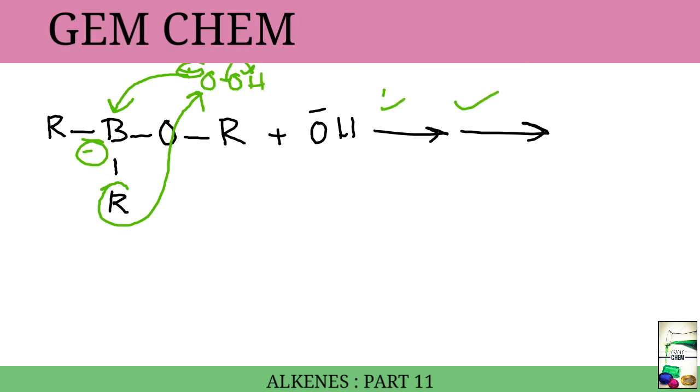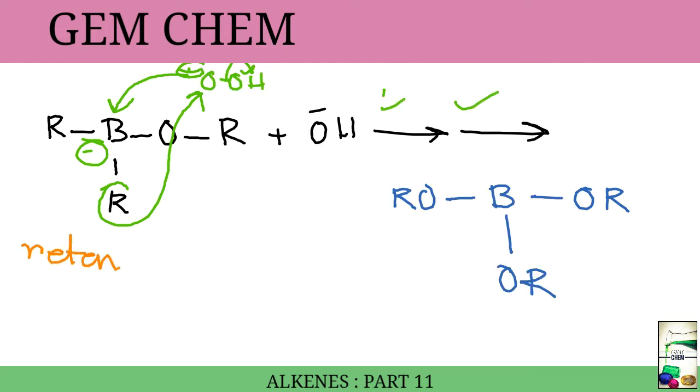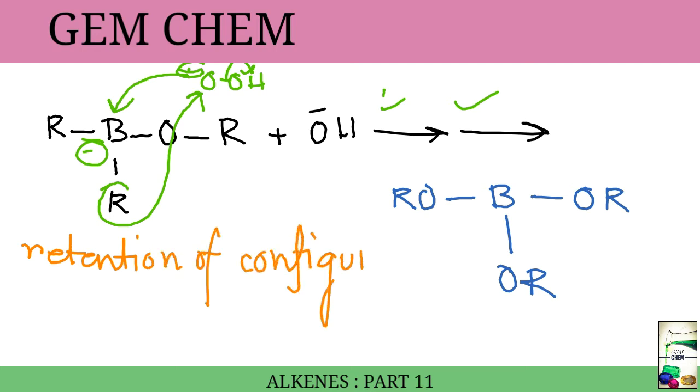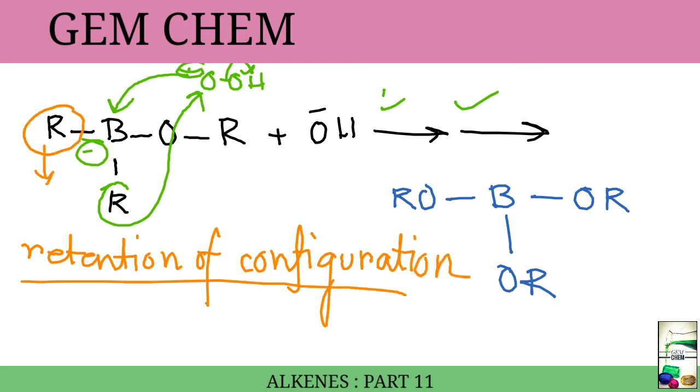Then ultimately what we obtain is R, O, B, O, R, O, R. That is, three alkyl groups are replaced by OR due to migration of the alkyl group. But this migration takes place with retention of configuration. This is important: if the group is present on the down portion, it will get attached to oxygen from the down portion, and if it is present in the up portion, it will come in the up portion. So the stereochemistry and retention of configuration is maintained.